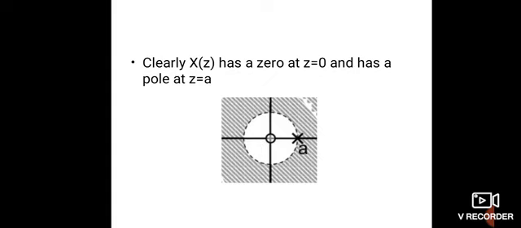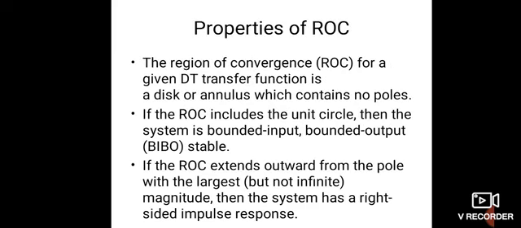In this figure, as I said previously, zeros are denoted by a small circle and poles are denoted by a cross sign. Here at the origin, a small circle is drawn, which is z equal to 0, and at the position a, a small cross is drawn, which is the pole. So X(z) has a zero at z equal to 0 and a pole at z equal to a. Next we are going to the properties of the region of convergence.